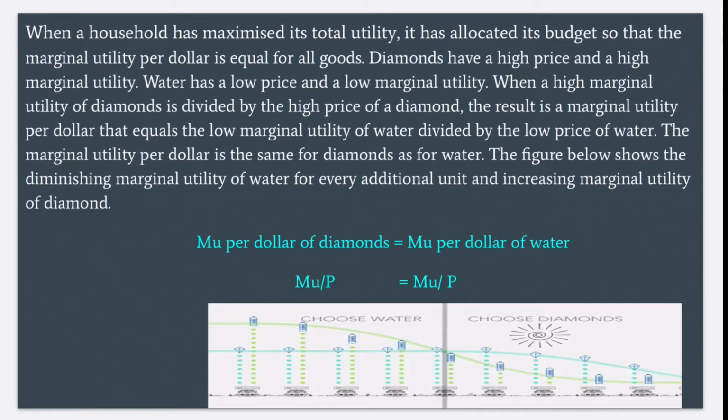The figure below shows the diminishing marginal utility of water for every additional unit and the increasing marginal utility of diamond. The total utility of a consumer is maximized when the marginal utility per dollar of diamond equals the marginal utility per dollar of water. It is calculated as MU over price of diamond equals MU over price of water.